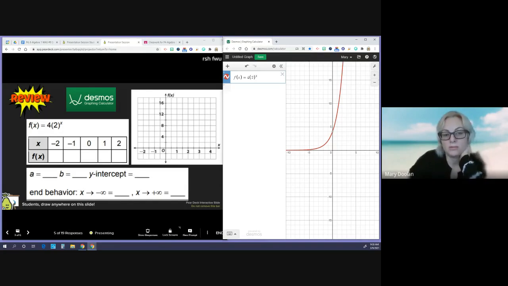Okay, so check with the Google Meet and what you typed in on the graphing calculator to see if it looks the same as mine. And right now I'm on the default zoom. Okay, so if you zoomed in or zoomed out, it might look a little different, but if you click the little home button, it would go back to the default zoom.